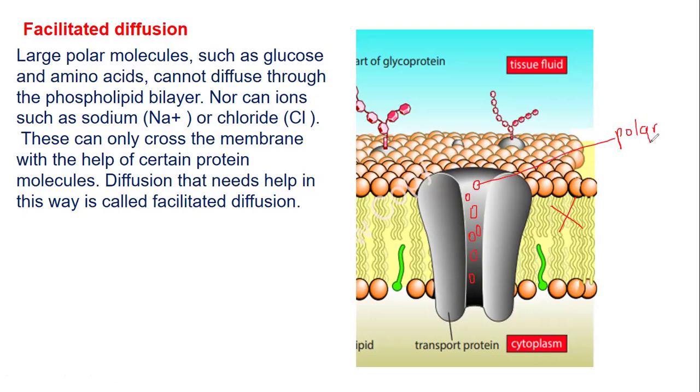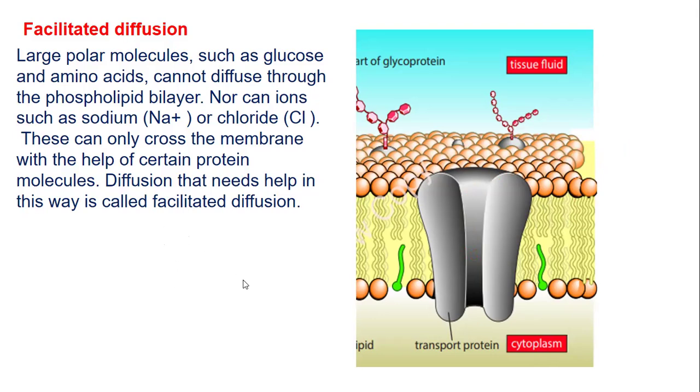So such a type of diffusion is what we call facilitated diffusion. And why are these molecules passing through such proteins? It's because, number one, they are large and they are polar, so they cannot diffuse through the phospholipid bilayer. Even ions are also charged. So examples of molecules include glucose, amino acids, sodium ions, chloride ions. Those ions cannot cross the cell surface membrane. So they need the help of proteins.